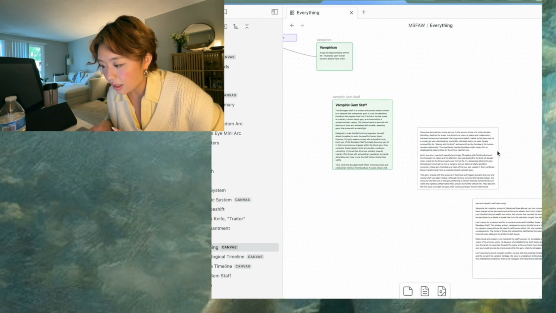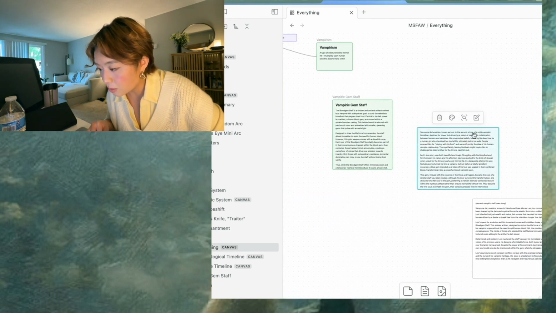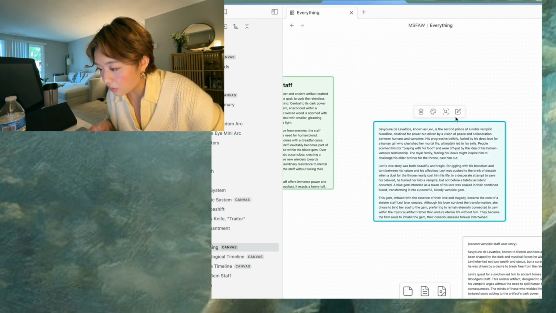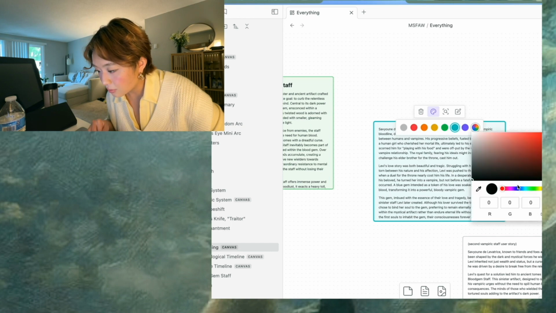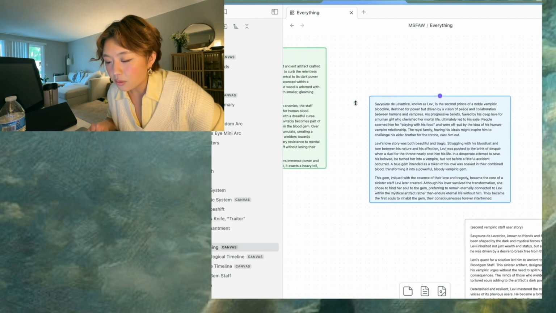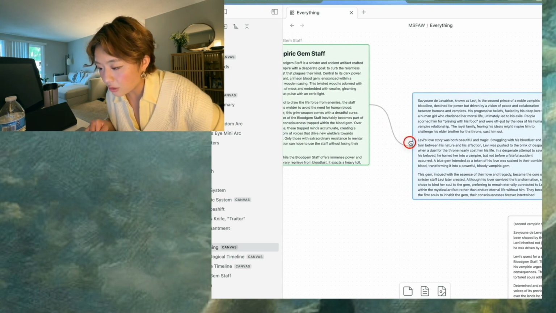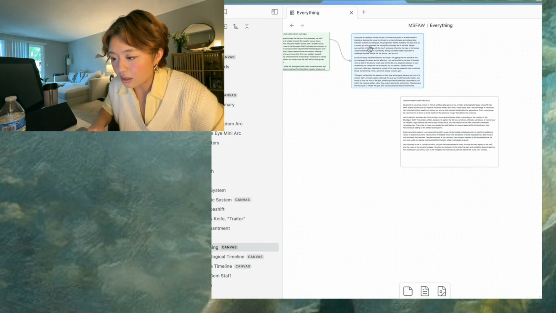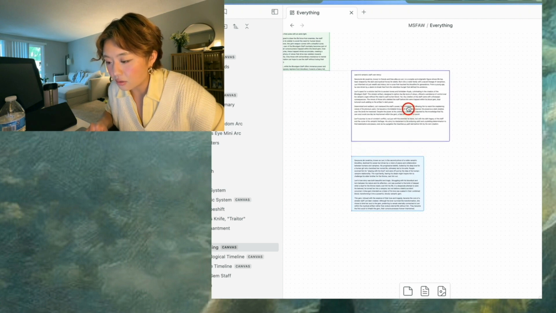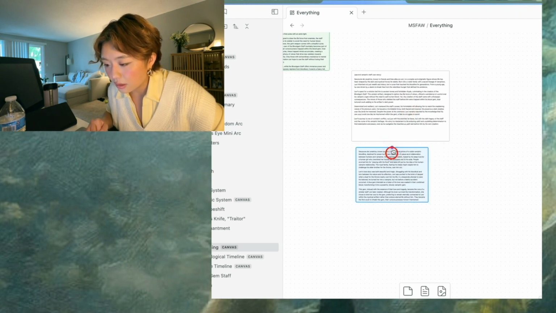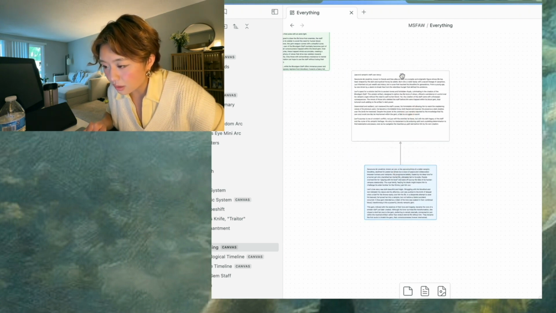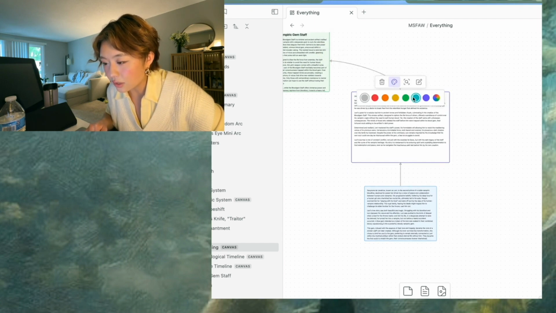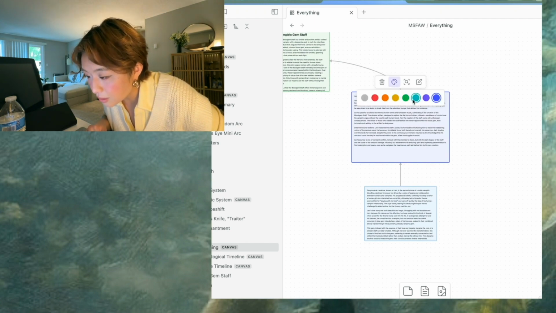Since this is a character, I will do blue, but it's not a main character, so maybe I will do a different type of blue, maybe like a darker blue. I will link this to the vampiric gem staff. Actually, I think it should probably be below. This is the second user here, connected to this here, connected to this here. This is the second user. Oh, let's just make them both blue.